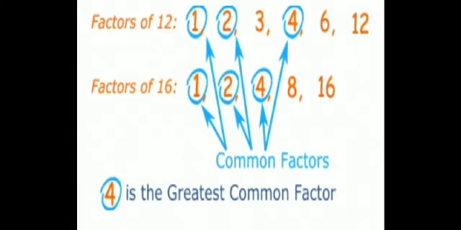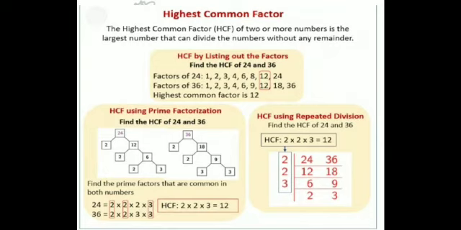So greatest common factor is also called the highest common factor, which is shortly written as HCF. That means HCF of two or more numbers is the largest number that can divide the given numbers without any remainder, or we can say it is the largest number that is the exact divisor of those numbers. Now we'll learn how we can find the HCF of the given numbers.